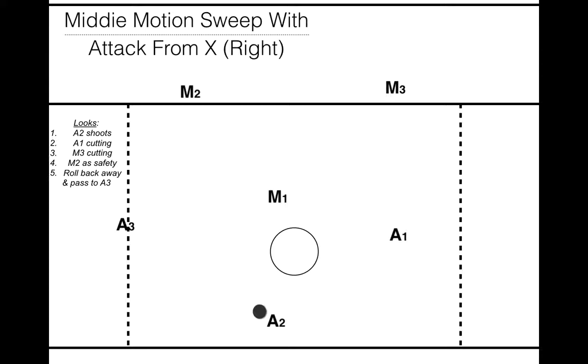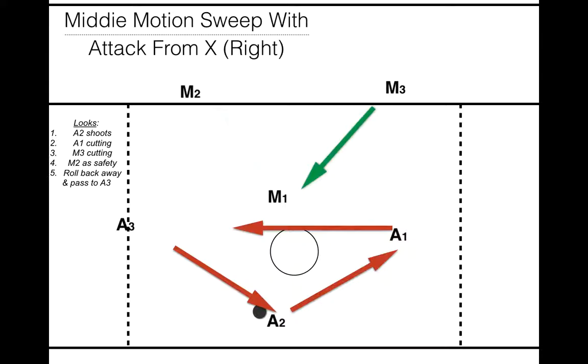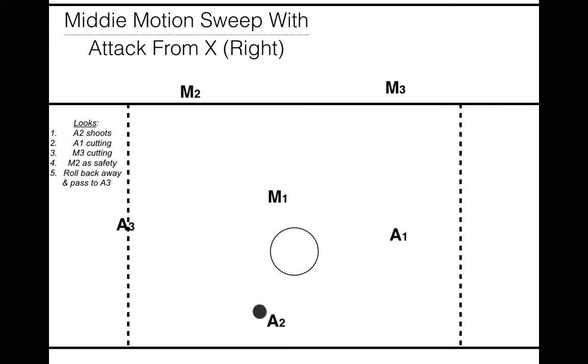He has a couple of looks. Number one, to score. Number two, A1 is going to cut across in front of the goal. He can look there. Also, because he's carrying the ball, you know that both triangles are going to rotate. So he has M3 to look at, cutting down. And then he can look up top to M2 for safety or roll back away to A3 for safety. Let's see how those triangles look. And let's see it in action.